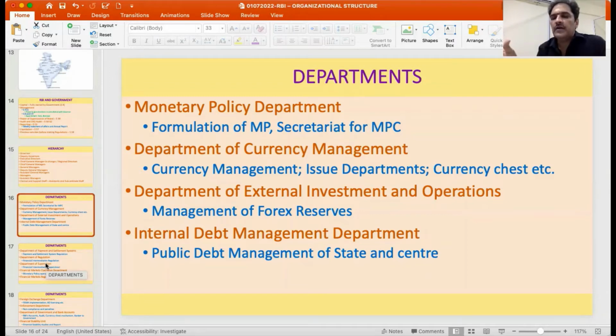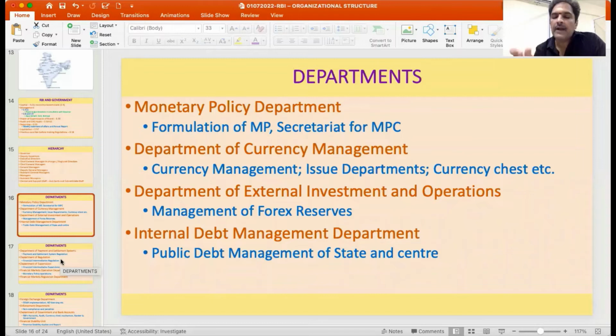All aspects relating to what should be the features of the notes, what should be the mechanism of disposal of notes, forged note related information and sharing, all these aspects are handled by the Department of Currency Management. Then the management of foreign exchange reserves, whether it has to be in gold, whether it has to be in foreign securities, which countries' securities, which countries' accounts, balances, and for how long, etc. All these decisions relating to forex reserve management are handled by a department called the Department of External Investments and Operations.